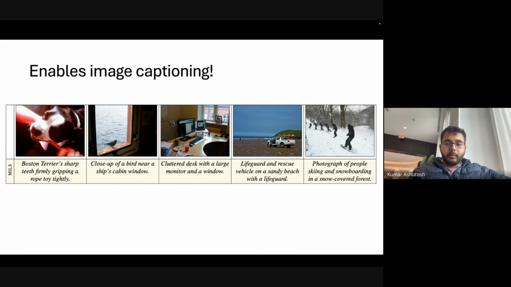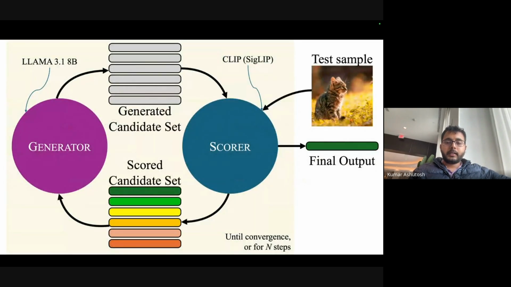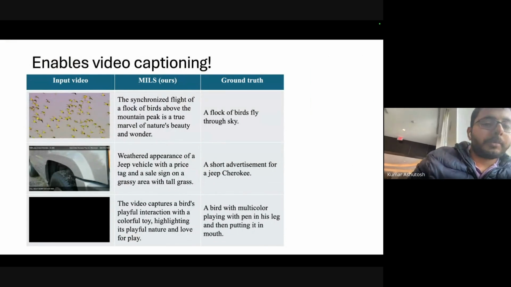We see multiple images here. The third image here is a cluttered desk with a large monitor and a window. And this has been obtained by iteration, as we discussed. So this is the first image captioning task. The interesting part about our method is you can just plug and play different scorers and generators to achieve different results. For example, if you replace CLIP with something like VideoCLIP, then we can even caption videos. Now the generator generates plausible video captions, and then the VideoCLIP model does the same scoring for videos. So this enables video captioning.